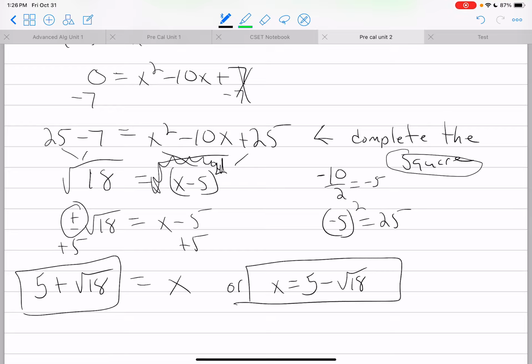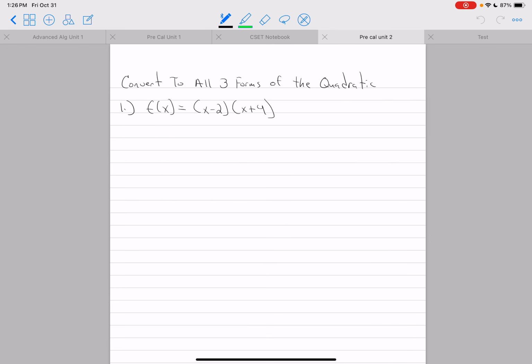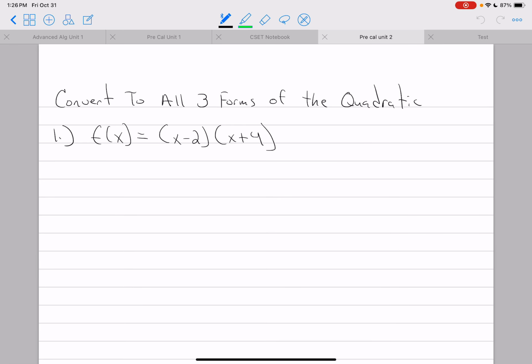Those are my two roots, x intercepts. One to go. All right, one more. Now, why don't you try this and try to convert to all three forms of the quadratic. Oh, good. So here, why don't you try to do it? What form is this in right now? Whatever form this is, try to turn it to a different form. Then when you get a different form, try to turn it into the third form.